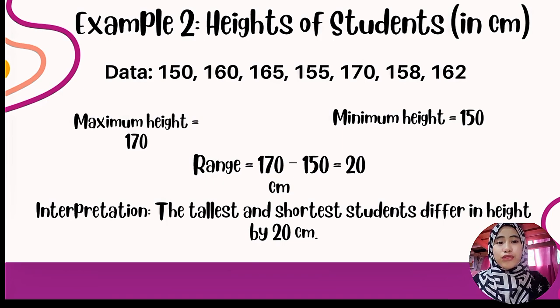So we should follow the formula of the range, which is the maximum subtract by the minimum, which is 170 minus 150. It equals 20 centimeters. So therefore, the tallest and the shortest students differ in height by 20 centimeters. So that's all. Thank you.